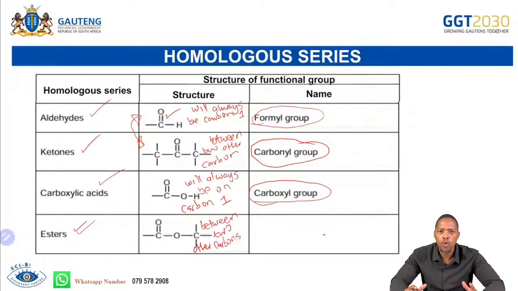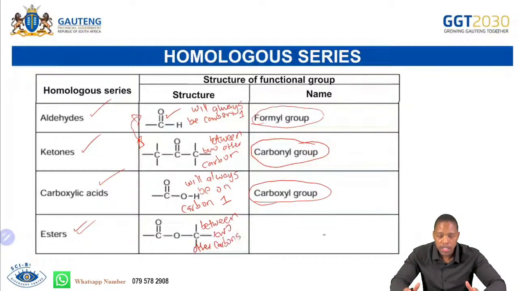Once you see a double bond C=O, what am I looking for? I'm looking for a double bond C=O. Where is the double bond C=O? It's on carbon number 1, and that's a carboxylic acid. If I say I'm looking for a double bond C=O, where am I finding it? I'm finding it between 2 other carbons. Well, that is an ester.